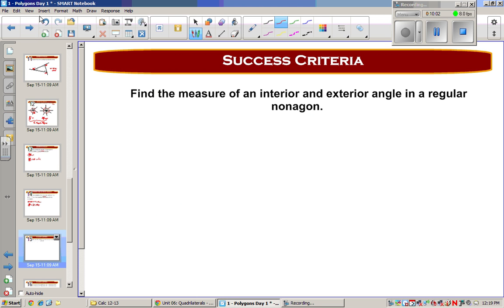All right, so now our success criteria, we're through the lesson. We just need to figure out how to find the interior angle and an exterior angle of a regular nonagon. And the easiest thing to do, if it's regular, is find the exterior angle, because 360 divided by the number of sides will give you your exterior. 360 divided by 9 is 40. So if your exterior angle is 40, I just have to subtract that from 180, which is 140, to get my interior.